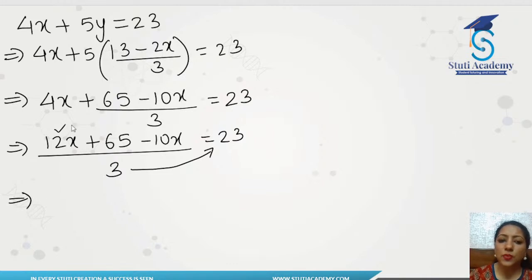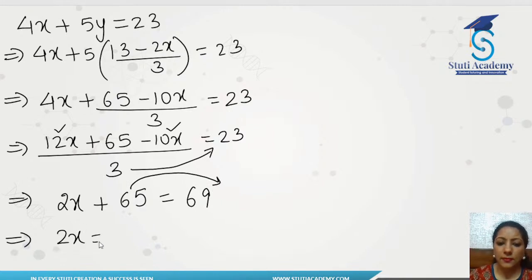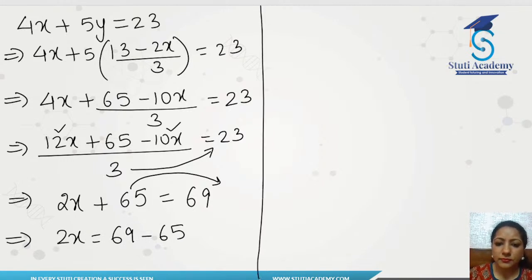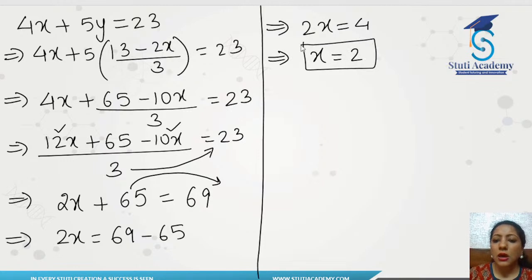Also, please observe this 12x and minus 10x. They are like terms. So we can write 12x minus 10x as 2x. And plus 65 I'm writing as it is. 23 into 3 will give us 69. Now I'm going to take this 65 on the other side. This will become negative. 69 minus 65. And now here we have 2x is equal to 4. Finally, we have x is equal to 2. We've got value of one of the variables, x is equal to 2.